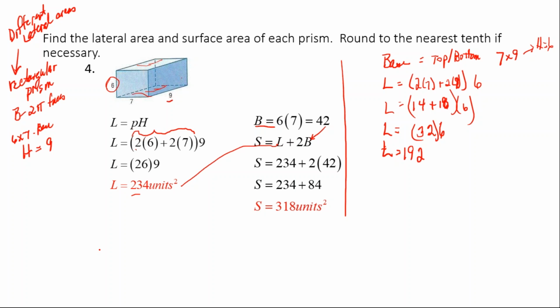Different from that one. But that's okay. This is a perspective. It can have different lateral areas. But what ends up happening if I do my surface area, base is 7 times 9, which is 63. So I get 192 plus 2 times 63. I still get 318. Surface area will be the same.